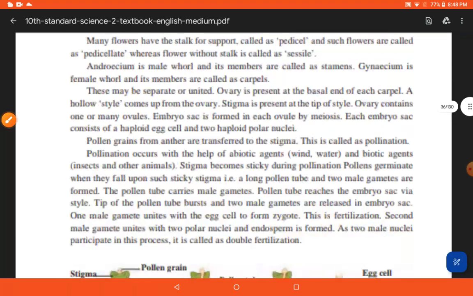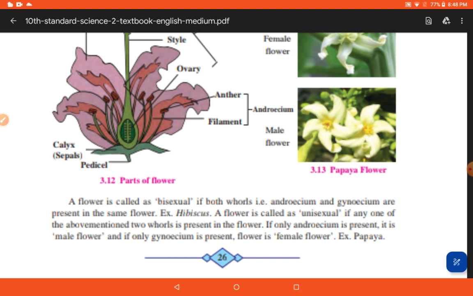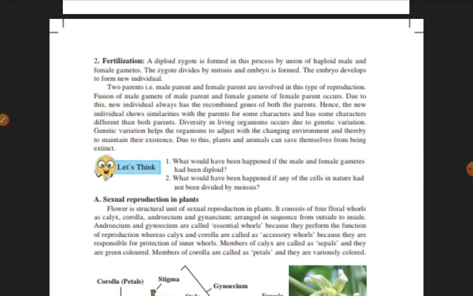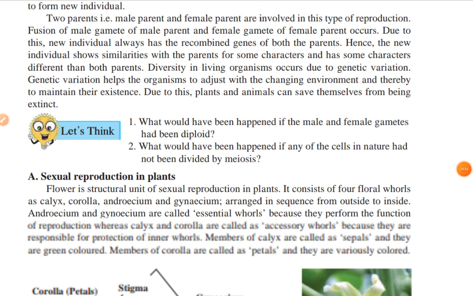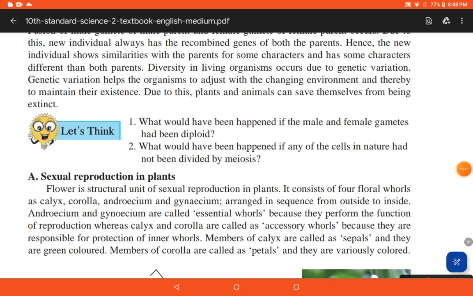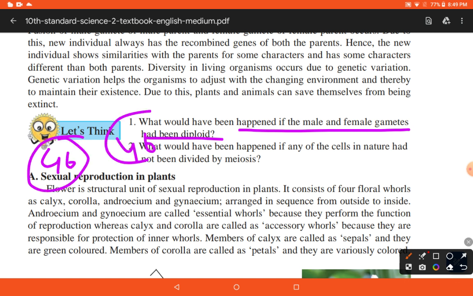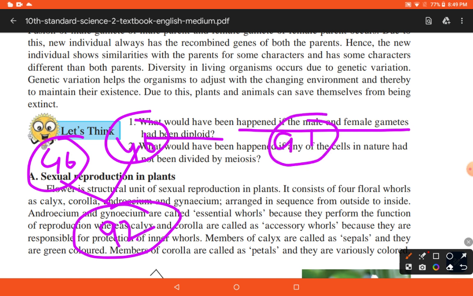Now, there were 2 questions in the beginning here. Yeah, these 2 questions. Let's think about it. So what would have happened if the male gametes and female gametes were diploid? Okay, let's say that they were diploid. Let's say 46 in sperm, 46 in ovum. They will give the whole 92 here. Okay, this is the one. Now again 92 and 92.